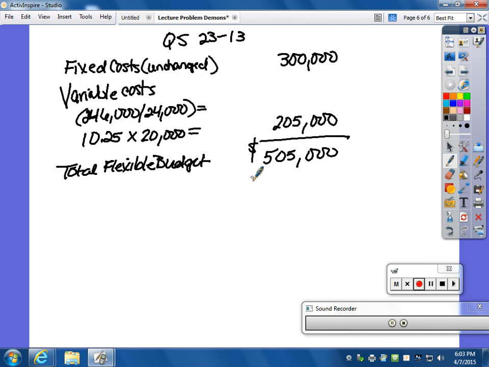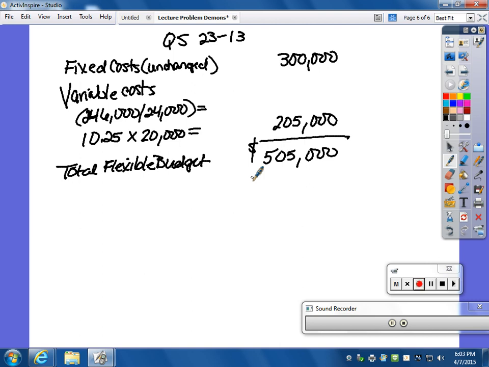Okay. Quick study 23-14. Moving along. Broderick Company expects to produce 20,000 units for the year ending December 31st. A flexible budget for 20,000 units of production reflects sales of 400,000, variable costs of 80,000, and fixed costs of 150,000. If the company instead produces and sells 26,000 units for the year, calculate the expected level of income from operations.